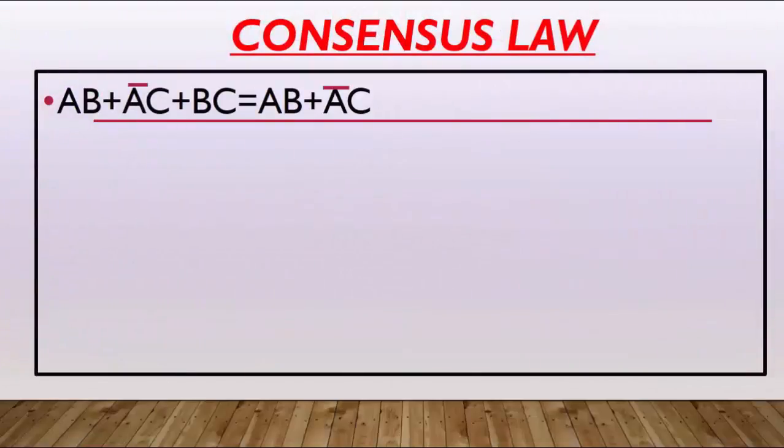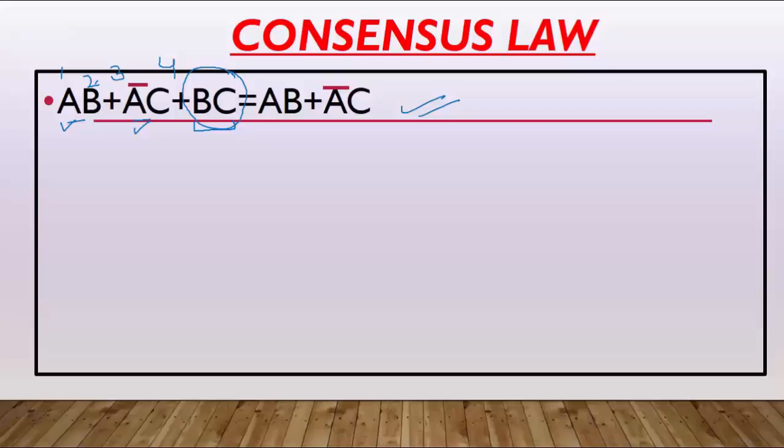consensus theorem. What is the consensus theorem? Here, if we have AB and A bar C plus BC, here you can see the difference, because the first and the third are complement to each other, and the other two, give naming to it. The 2 and 4 are different and at the end we are seeing that they are a product. So what you will do at the end, you will get AB plus A bar C. So you can ignore this term. So you have to keep this in mind while solving this law.